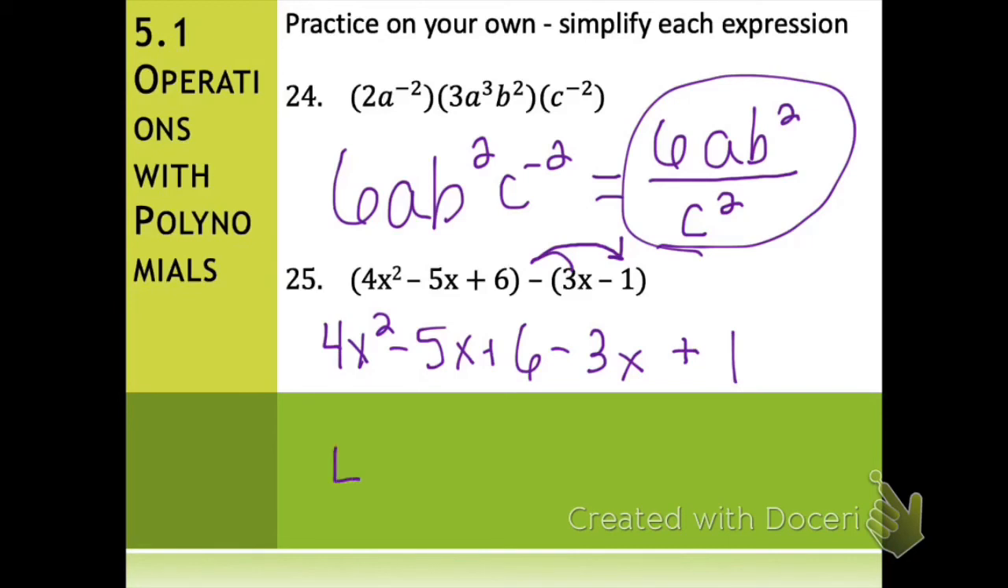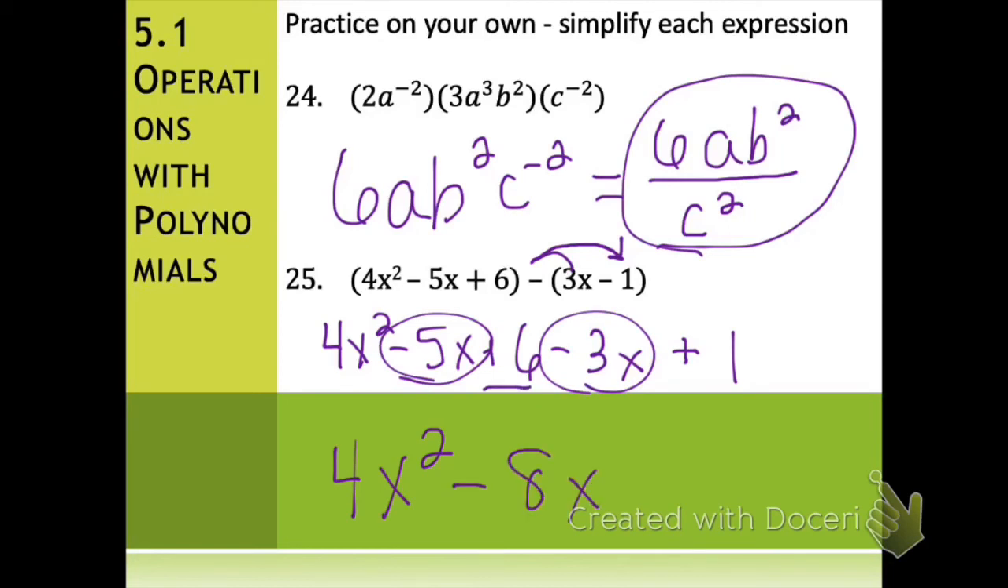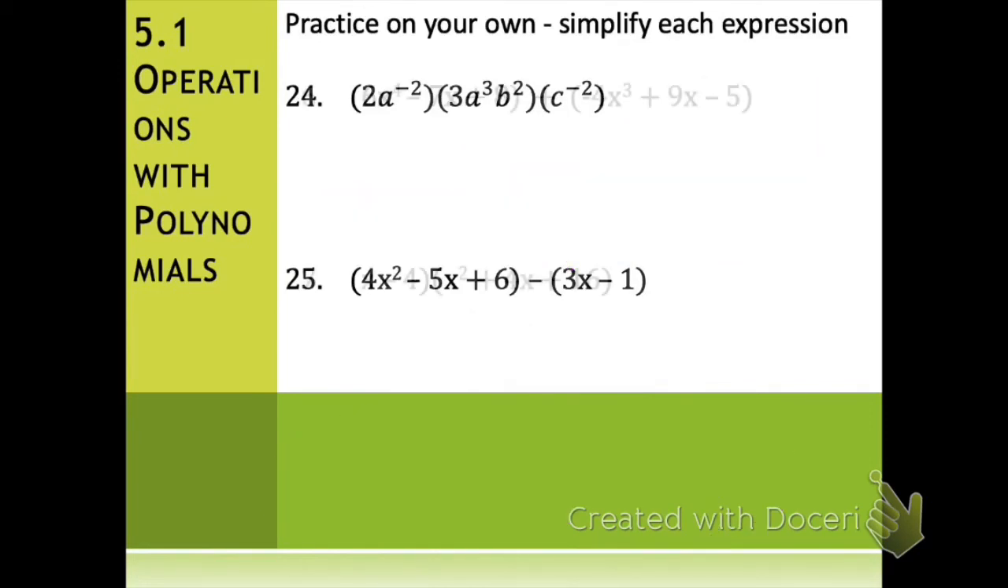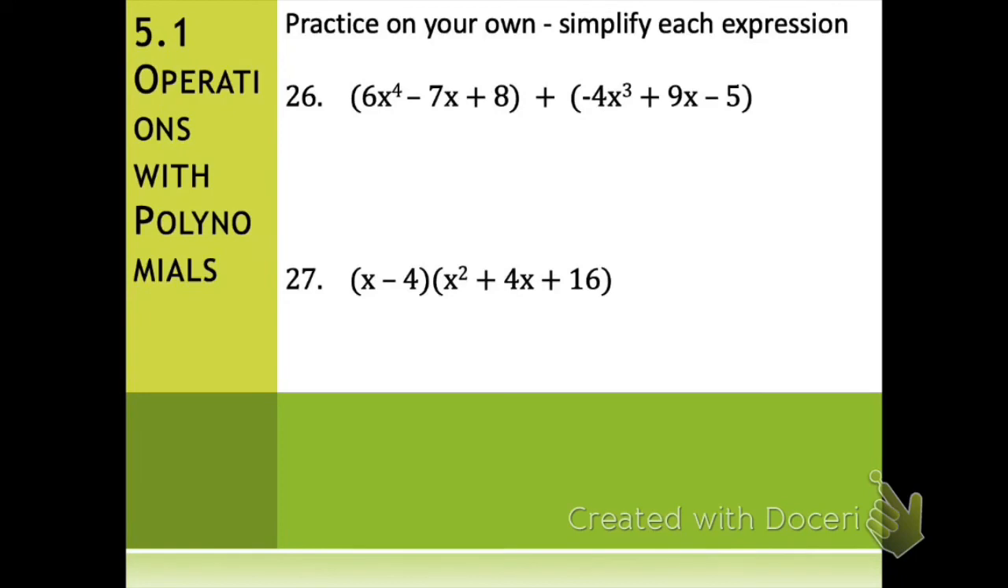Combine like terms. I have 4x squared, those two, minus 8x plus 7. No other like terms, that's my final answer. Okay, try these two problems on your own.